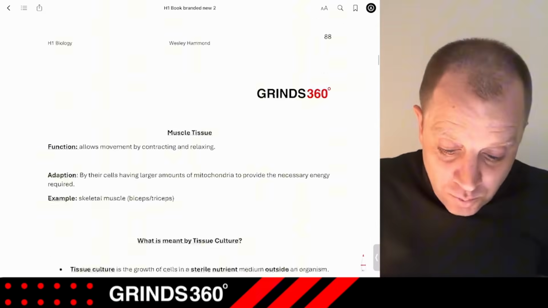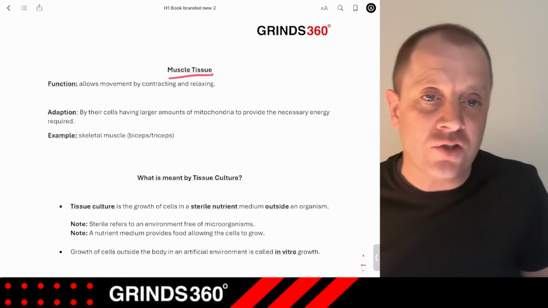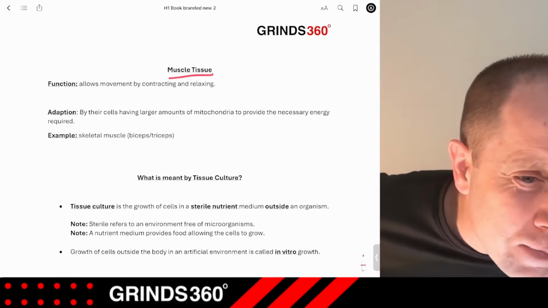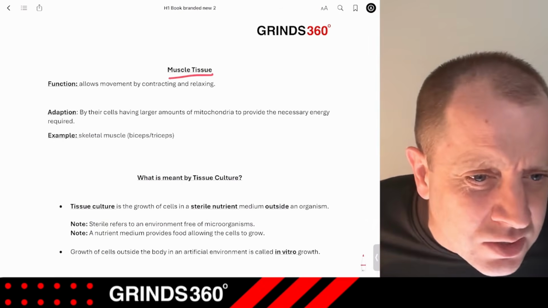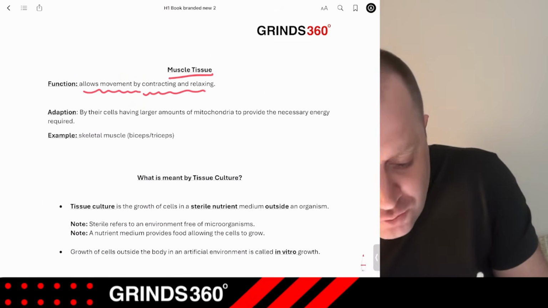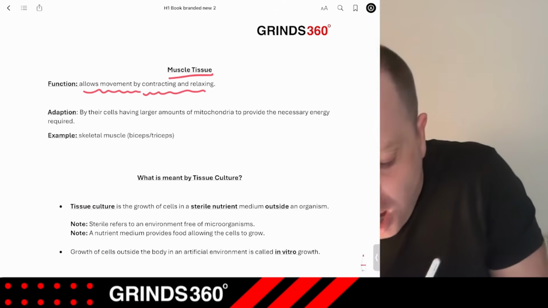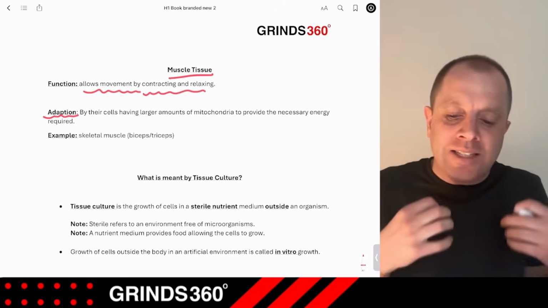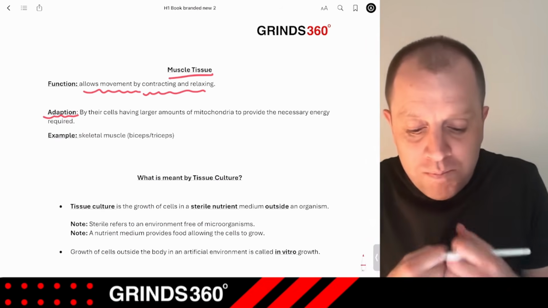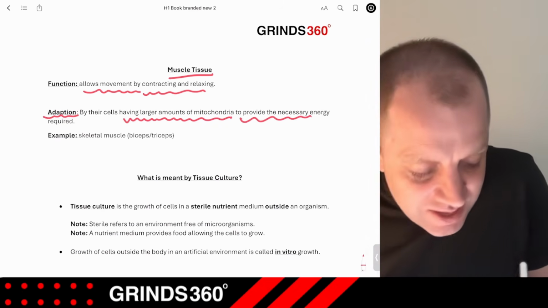Now, what about another one? You need to know two animal tissues. So the other one we're going to go for is muscle tissue. Now, what's the function of muscle tissue? Muscle tissue allows for movement by contracting and relaxing. Now, how is muscle tissue adapted for that? Well, muscle tissue has large numbers of mitochondria to provide the necessary energy.